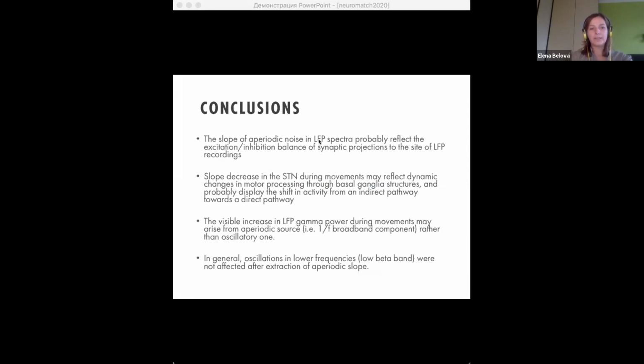The visible increase in LFP gamma power during movements may arise from an aperiodic source rather than an oscillatory one. And in general, oscillations in lower frequencies, like the low beta band, were not affected after extraction of the aperiodic slope.